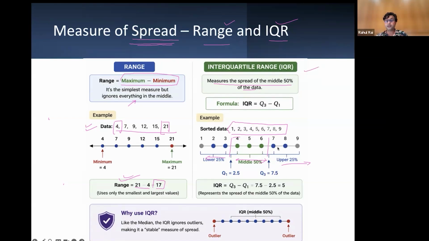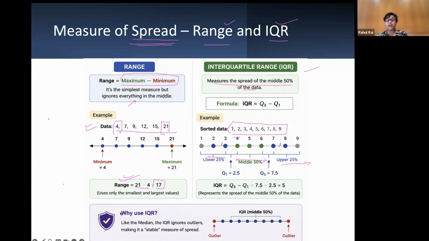So for example, if you use this data set, the interquartile range could be somewhere in between this. Let me erase this just to clarify. This will be the middle portion, this is the upper 25%, and this is the lower 25%. If you take this value, 7.5 minus 2.5, that will give me the range of the middle 50%. So the range of the middle 50% is known as the interquartile range.